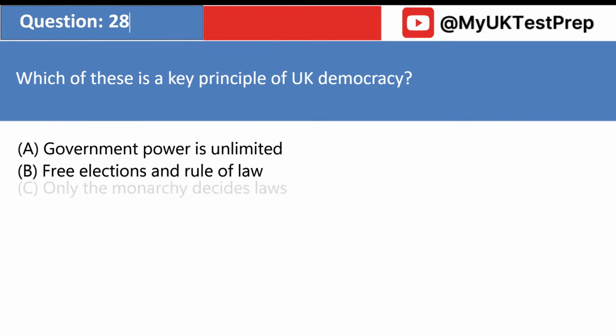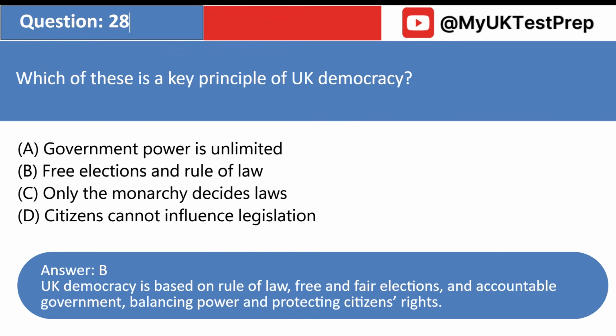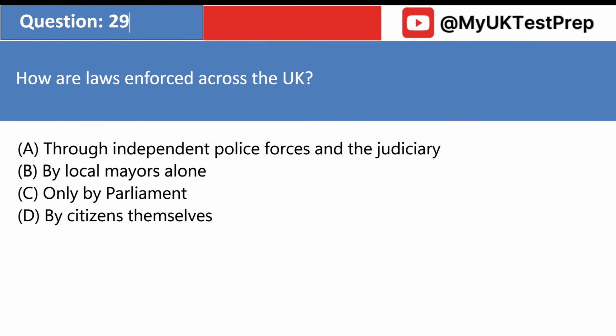Which of these is a key principle of UK democracy? A. Government power is unlimited. B. Free elections and rule of law. C. Only the monarchy decides laws. D. Citizens cannot influence legislation. Answer: B. UK democracy is based on rule of law, free and fair elections, and accountable government, balancing power and protecting citizens' rights.